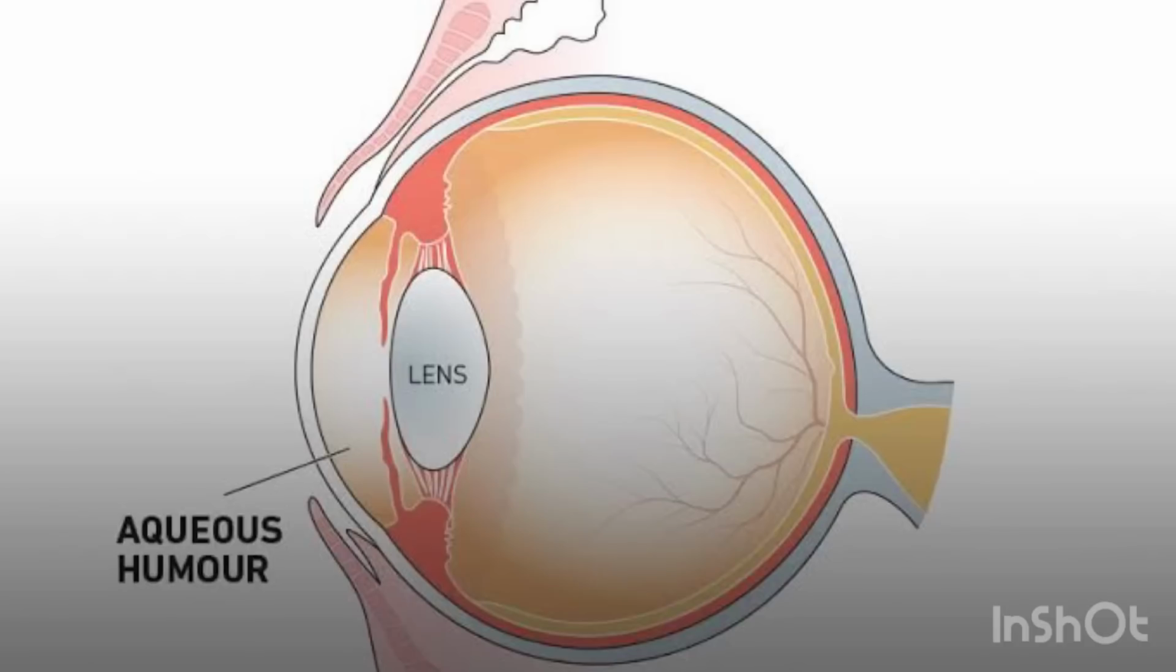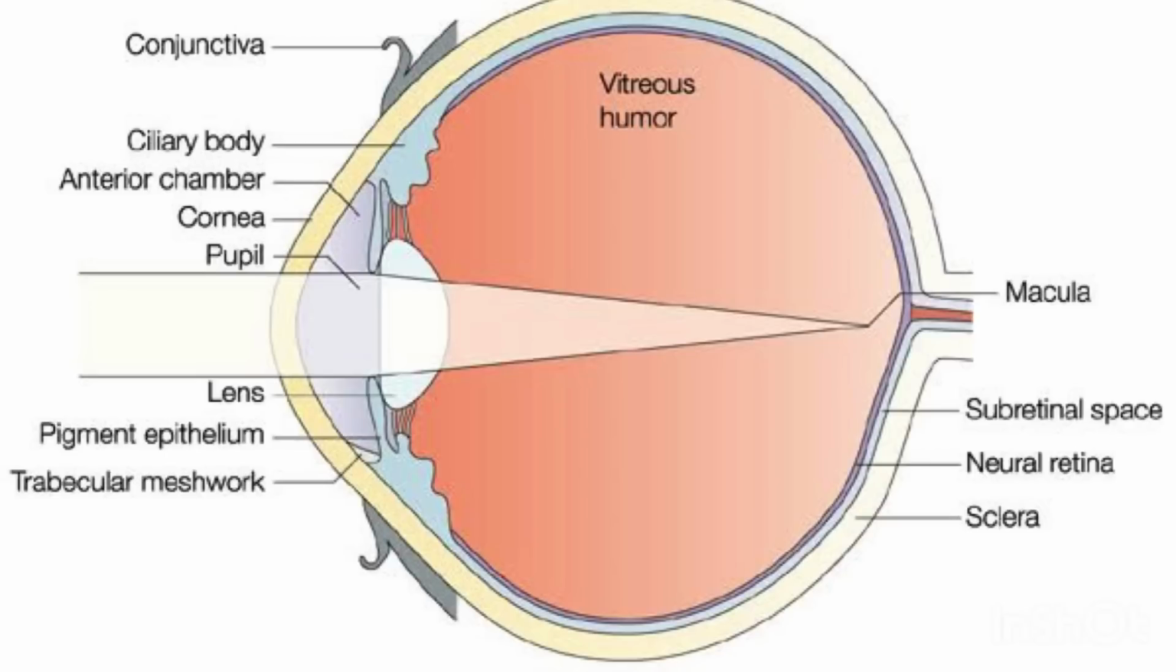The next and last structure of the eyes is the vitreous humor. It is a gel-like substance that fills the large space at the back of the eyes. It helps maintain the eye's shape and provides support to the retina.